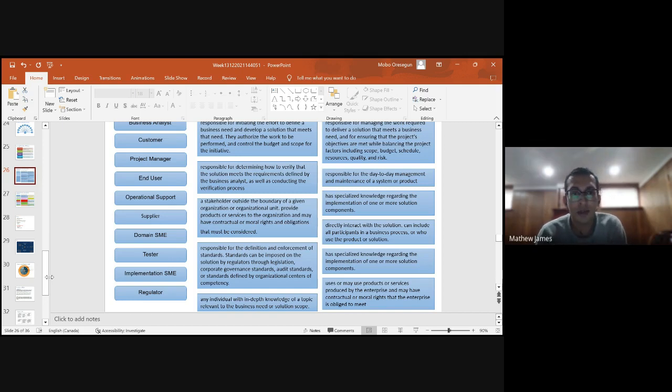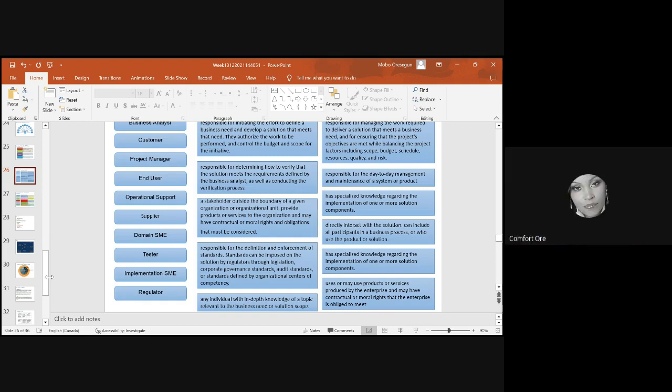Then the supplier, I believe, is a stakeholder outside the boundary of a given organization or organizational unit, who provides products or services to the organization and may have contractual or moral rights and obligations that must be considered. Okay, good. So the operational support will be the one who has specialized knowledge regarding the implementation of one or more solution components. No, that's wrong, actually. No, okay. I don't want to give that away.